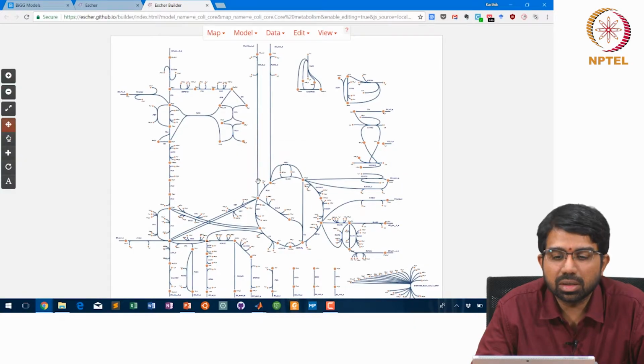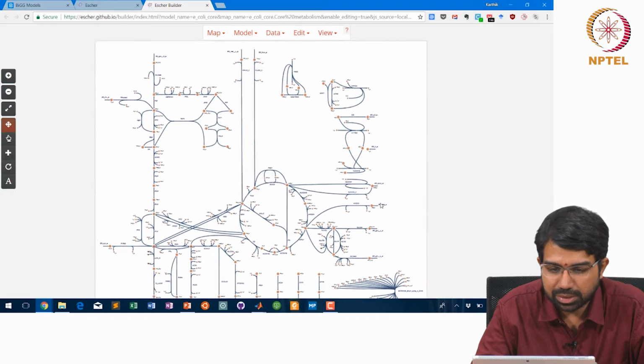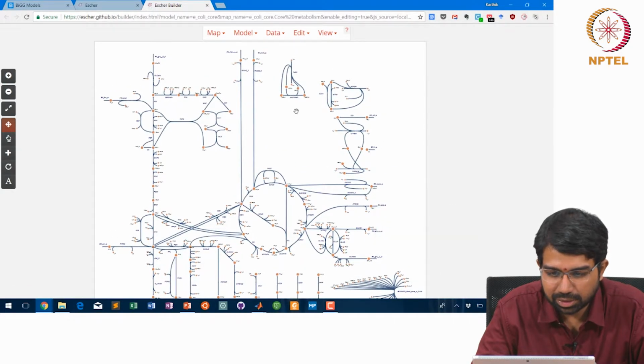So, this is a visualization of E. coli, and you can see what happens when you start deleting reactions. You delete a reaction here, model map.